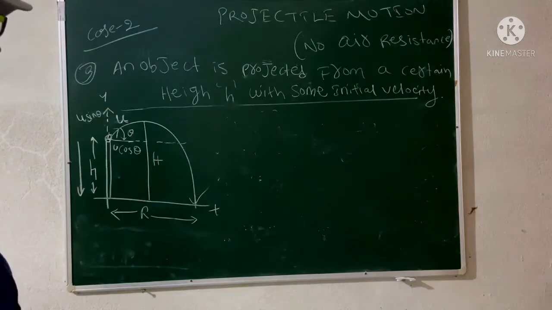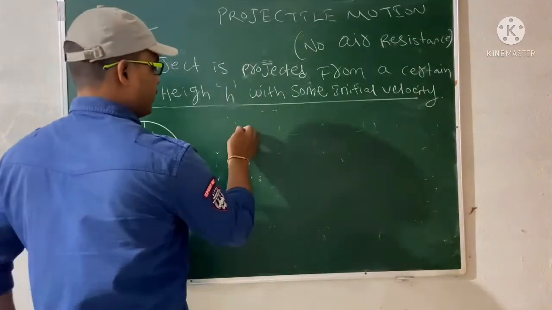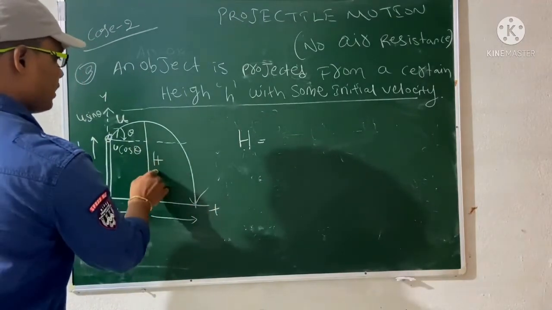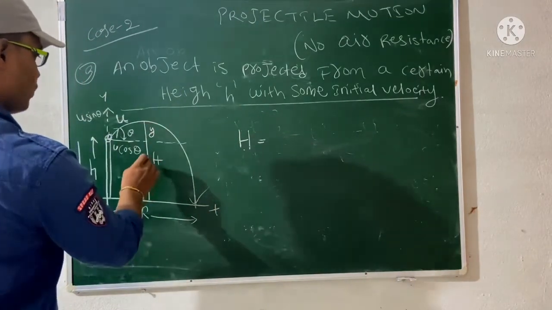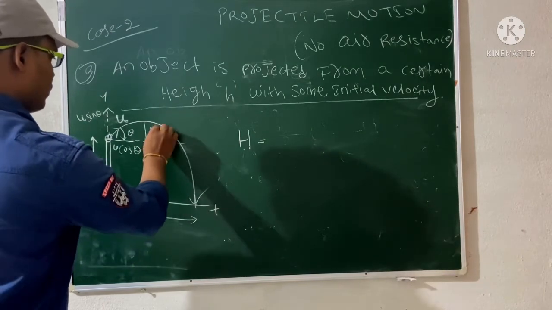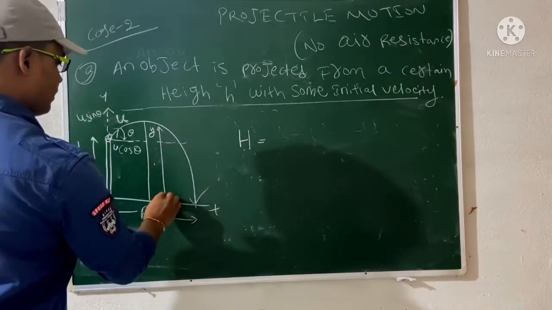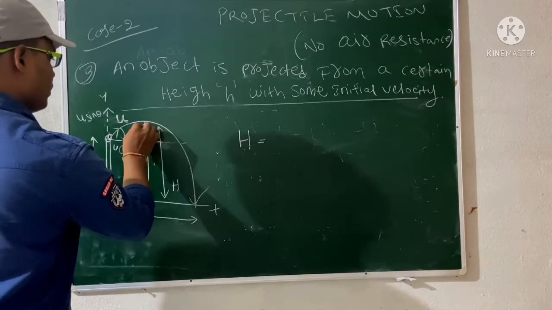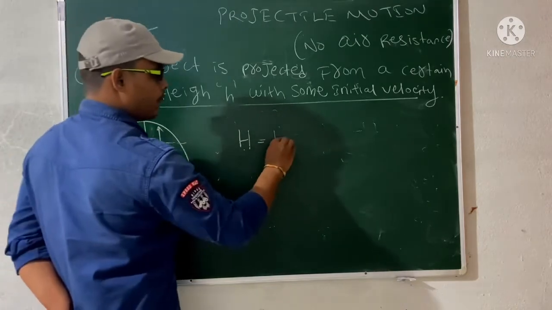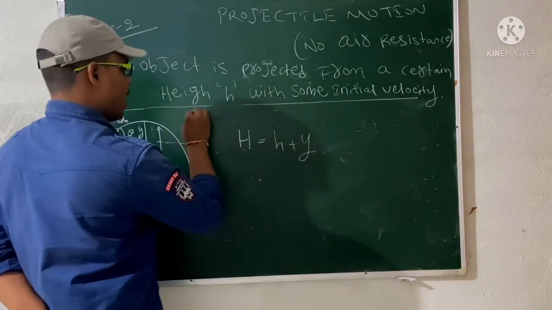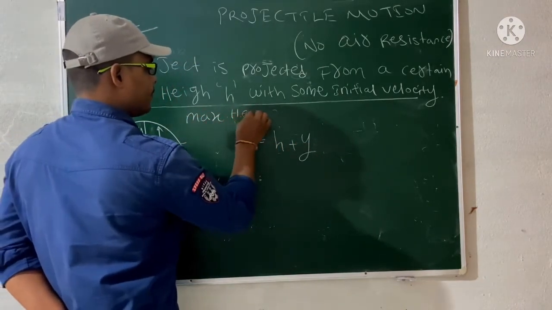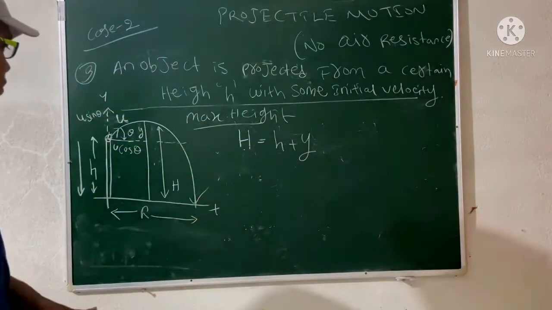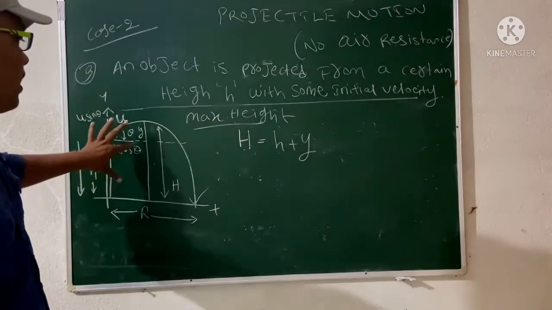Then we can also calculate the maximum height. What will be the maximum height? What is the h expression? We know that this is h and this is y. Right. So this one is your capital H and this one is your y. So what is capital H? Capital H is the maximum height, and this is small h, that is the height of the wall, and this is the y.